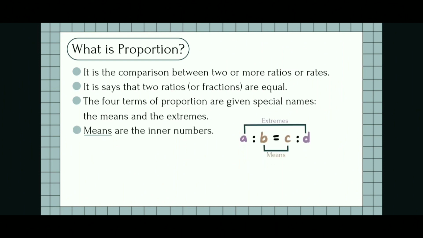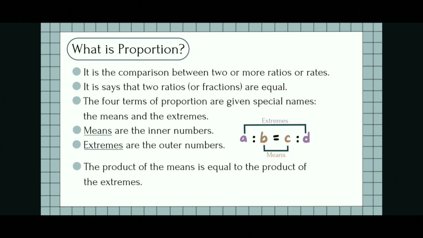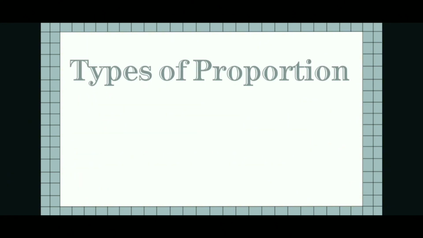Means are the inner numbers, or the second and third terms of the proportion, which are b and c. Extremes are the outer numbers, or the first and fourth terms of the proportion, which are a and d. The product of the means is equal to the product of the extremes.